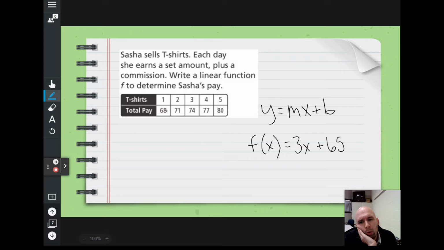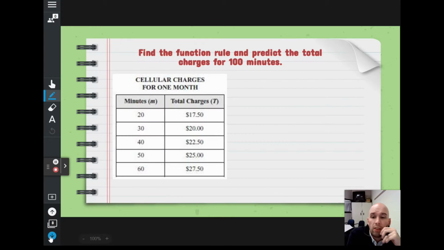According to the problem, that basically means she gets paid an extra $3 per shirt, and she started out with 65 bucks. That's not what the question was asking, but that's a linear function f to answer that question. Okay? Thank you, Desmos.